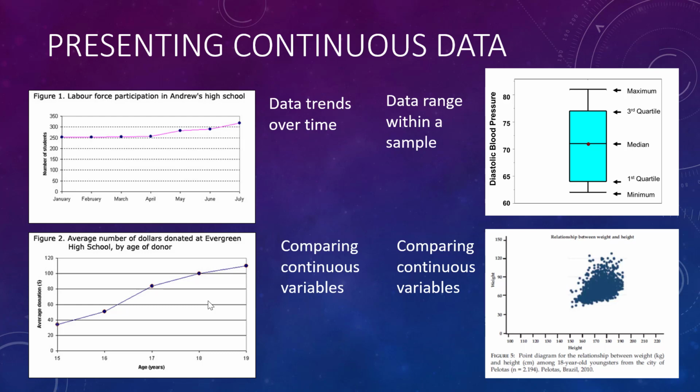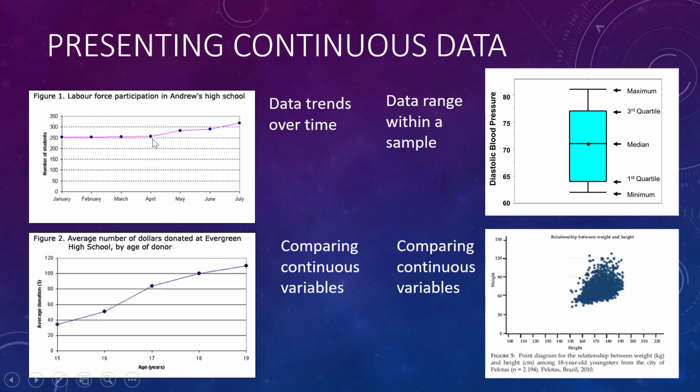When we look at continuous data, notice that this is data trends over time. So we're looking at a number of students in different months of the year. This is data trends over time. One thing I want to point out is these aren't bar graphs, and we see a line connecting them.